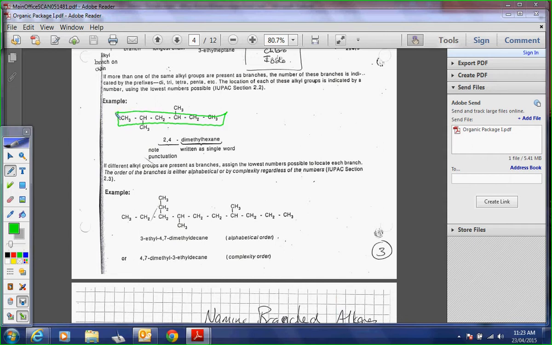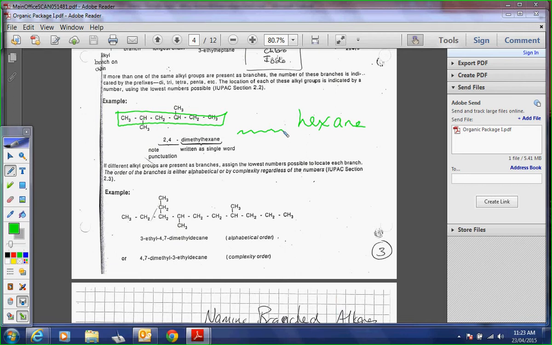How many carbons are in that chain? 6. 1, 2, 3, 4, 5, 6. What do we call 6 carbons? Hex. So it's hex. Is this an alkane? All single bonds between the carbons. Yes. So this is hexane. So this is something or rather hexane.